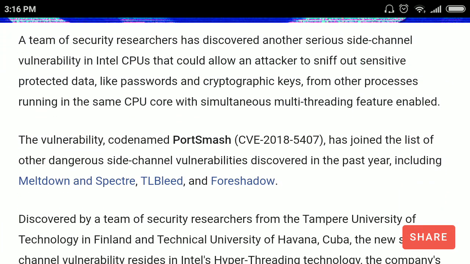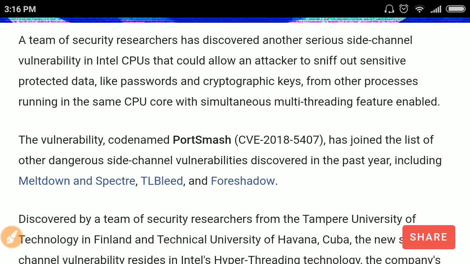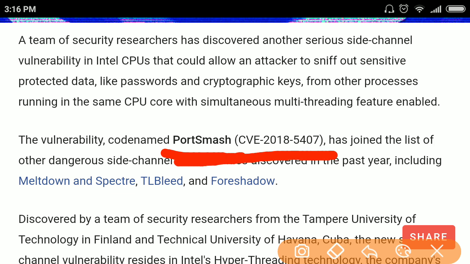So the security researcher team found this serious side channel attack vulnerability in Intel's CPU, and this allows an attacker to sniff out data, for example passwords and cryptographic keys, from a process by running a malicious process alongside this process in the same CPU core. Now, this vulnerability's title is PortSmash, and this is the Common Vulnerabilities and Exposures ID. It exploits the simultaneous multi-thread feature on Intel CPUs, also called the SMT feature.